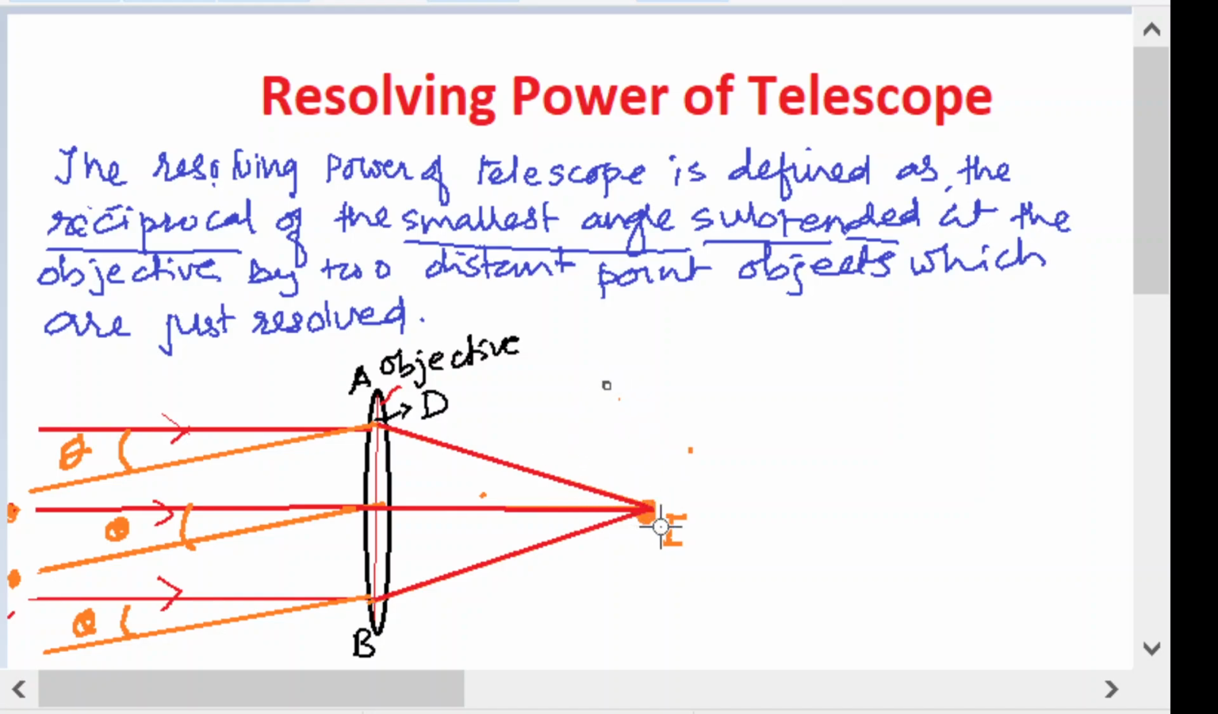So this is the image I1 that we are getting. Now this is the second source, from which again we are getting rays, and they will reach somewhere at this point. Without deflection this ray will go from the principal axis, and then these are the two rays.